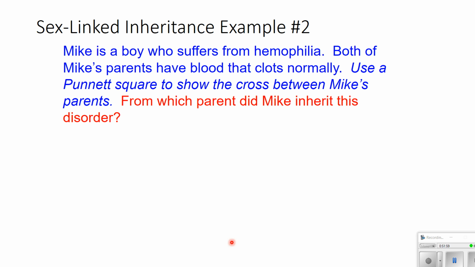Okay, and I always like to leave you with one to do on your own, so please try this out. Mike is a boy who suffers from hemophilia. Both of his parents have blood that clots normally, so neither his mom nor his dad has hemophilia. Use a Punnett square to show the cross between Mike's parents, and then you'll be able to answer this question: from which of his parents did Mike inherit this disorder? So read that again quietly to yourself, pause the video, and work out the Punnett square.